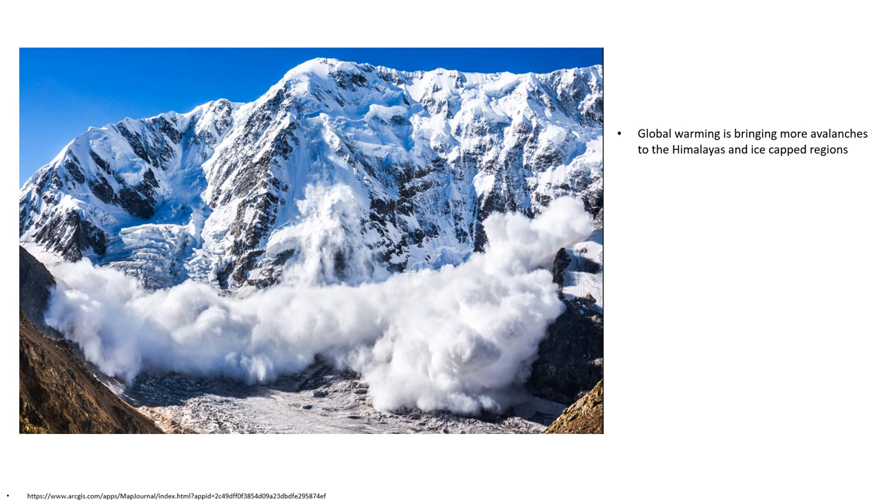Global warming is bringing more avalanches to the Himalayas and ice-capped regions in other parts of the world. When a layer of snow becomes too heavy to hold with the layers underneath on a mountain slope, it collapses and slides downhill, which creates an avalanche. These are natural phenomena and can be caused by earthquakes when the tectonic plates underneath the mountains move. Other reasons are strong winds, rains, and heavy snowfalls.